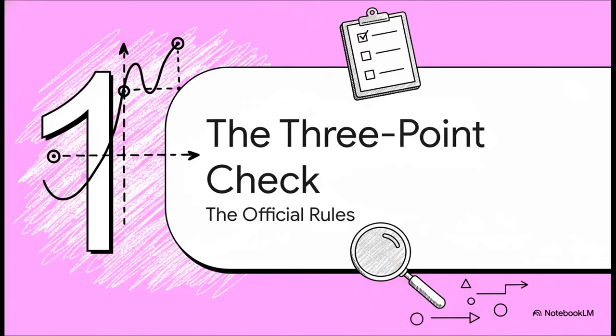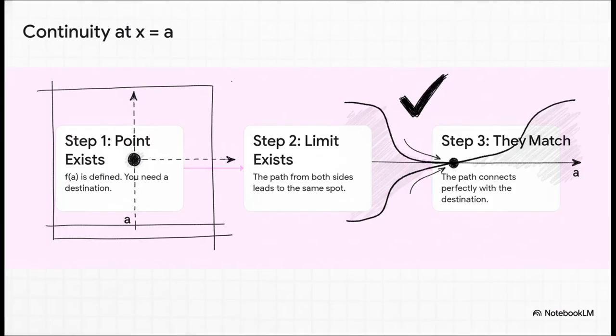Okay, so to go from that gut feeling to actual mathematical certainty, we need a formal definition. But don't worry, it's not that scary. Just think of it as a simple three-point checklist that any function has to pass to be considered continuous. So here are the three big rules. First, the point you're actually looking at has to exist. I mean, you need a destination, right? Second, the path leading to that point from both the left and the right sides has to be heading to the exact same spot. And third, and this is the real kicker, the path has to actually connect perfectly with the destination. The place you are headed is the place you actually land.